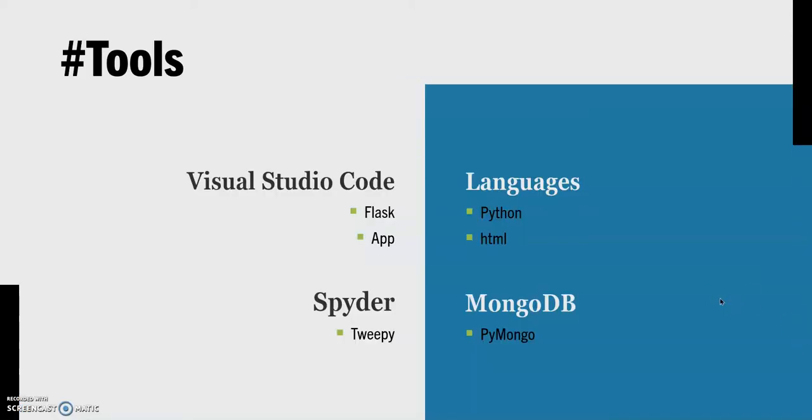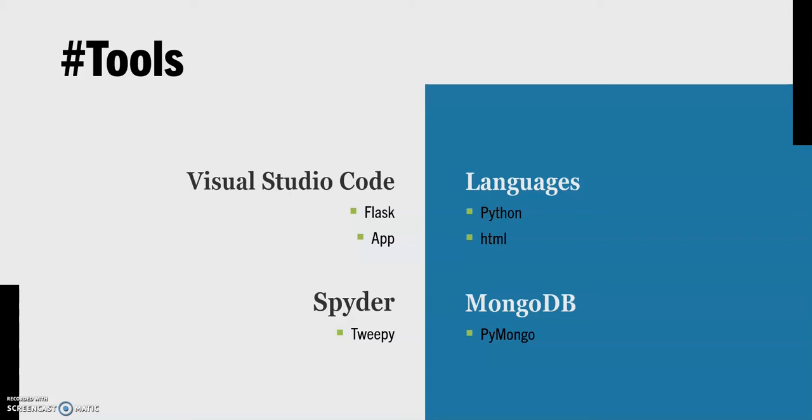So to start, I've used Python as a programming language, and I incorporated some HTML into that for styling and some minimal function purposes. I've used two different platforms. I was having some issues, but it all worked out in the end. I've used Spyder as my data scraping function platform, and I've used Visual Studio Code with the Flask micro framework to create my app and deploy my app.